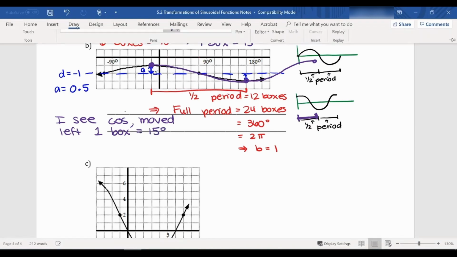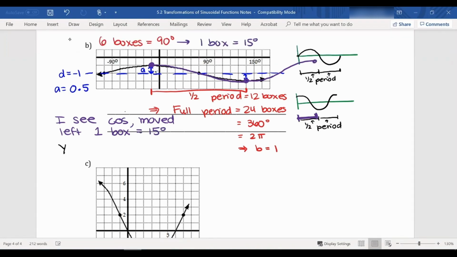So what that means is my function would be y equals, my a is 0.5. I decided to use cosine. My b is 1. I don't need to write that down. I can if I want. And then my left needs to be in brackets with my x. Left would be plus, and I'm moving by 15 degrees. And my d is -1.